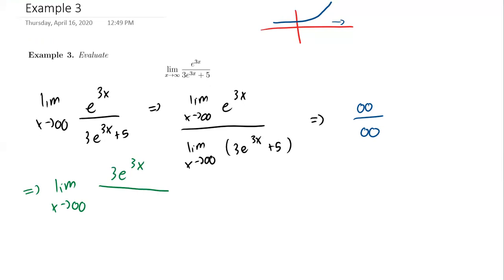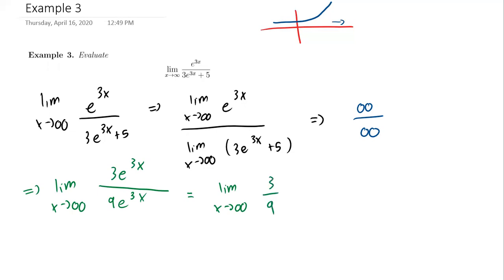So the derivative of 5 is 0. What's the derivative of 3e to the 3x? Again, just bring the 3 out front. So we get 3 times 3 is 9e to the 3x. This we can simplify. Not evaluating anything yet, just simplifying the expression. I can cancel out e to the 3x on the top and cancel out e to the 3x on the bottom.